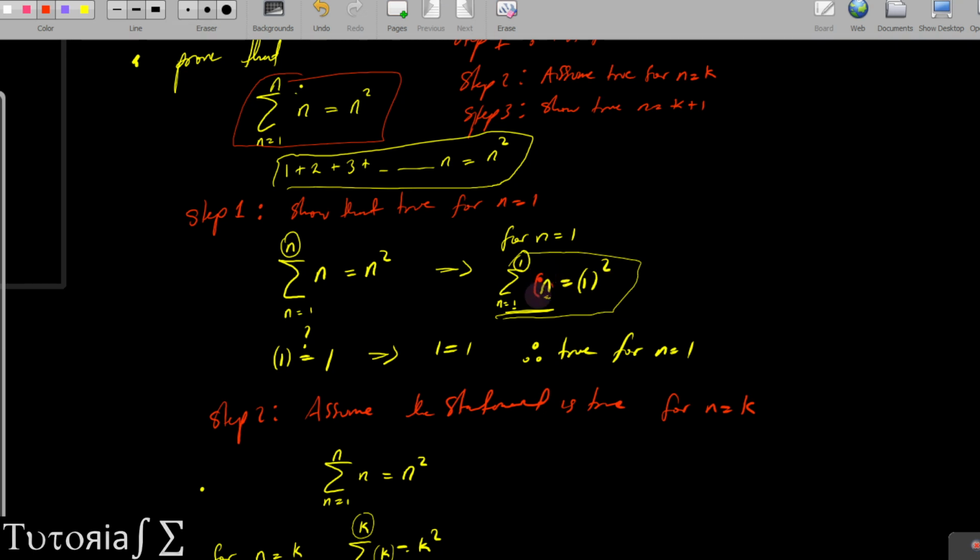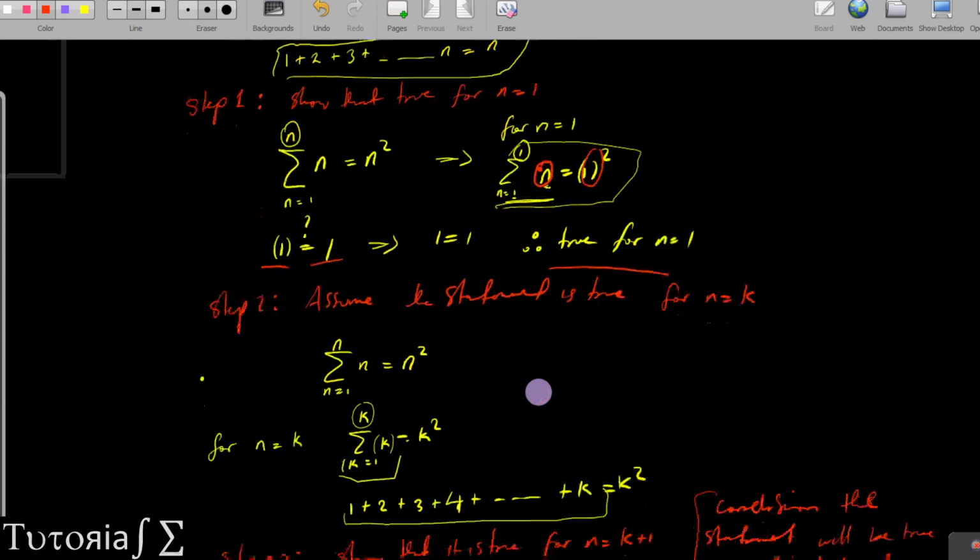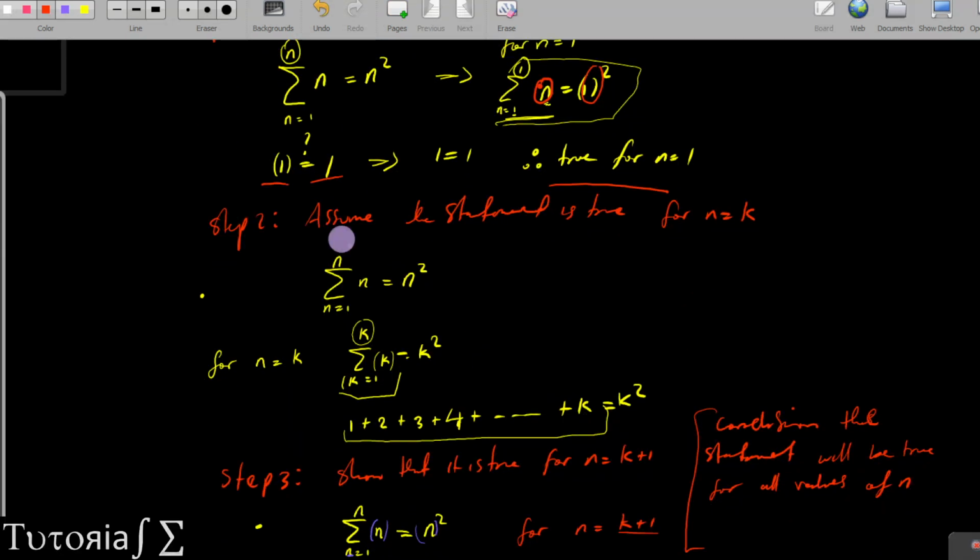So you just replace n equals to 1 here and there, and you're going to have 1 as we did here. So we showed that left side is equals to the right side. Then we concluded that true for n equals to 1. After you're done with step 1, you go to step 2, which is the assumption stage. We assume that the statement is true for n equals to k, because you're basically just replacing the letter n with the letter k. So the statement will be unchanged.